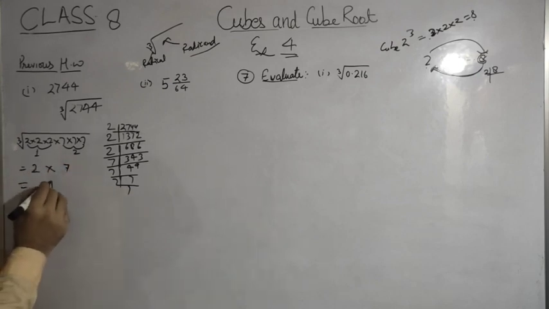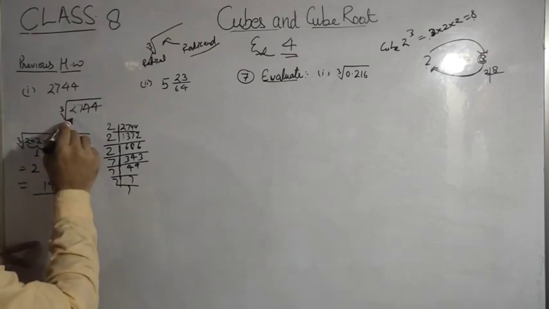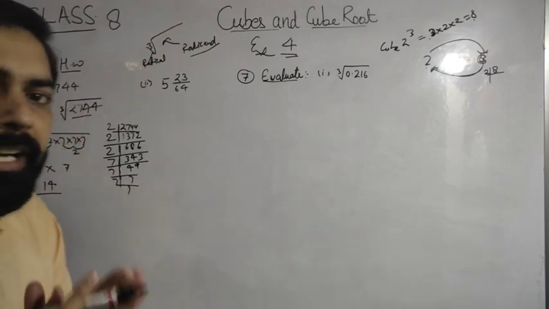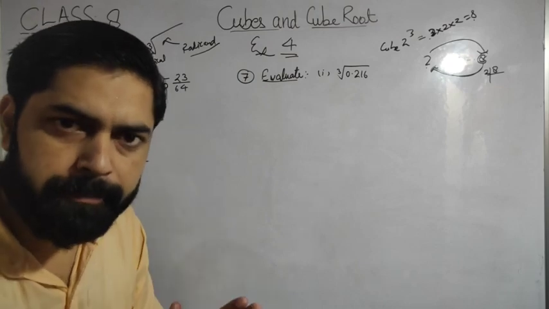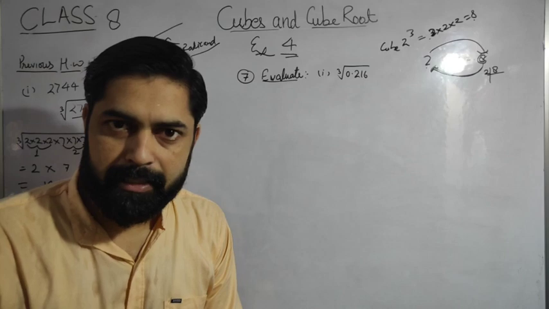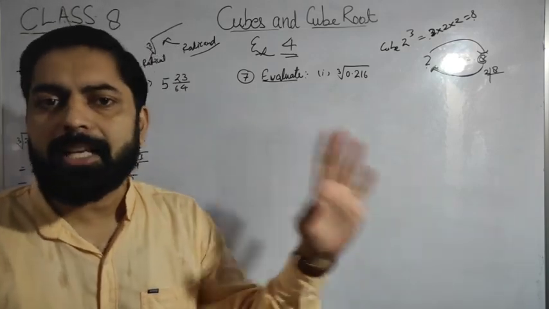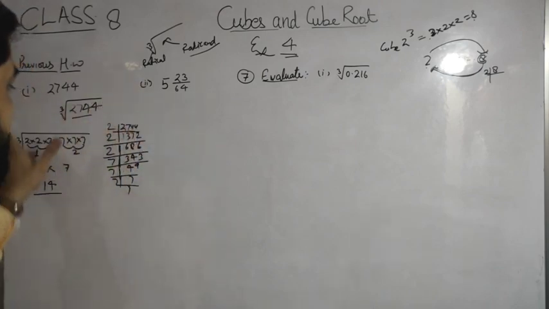So 14, what we get? 14. So 14 is the cube root of 2744. Understood? Cube root, prime factorization method. Square root, by prime factorization and by long division method. So this was the first question.